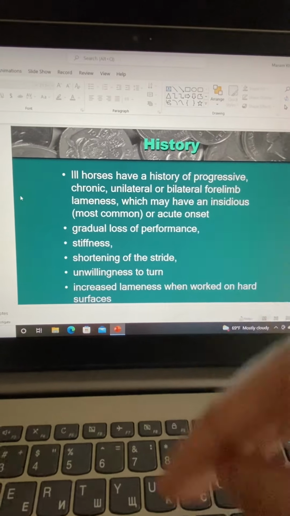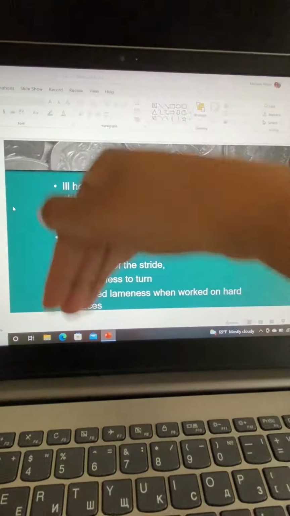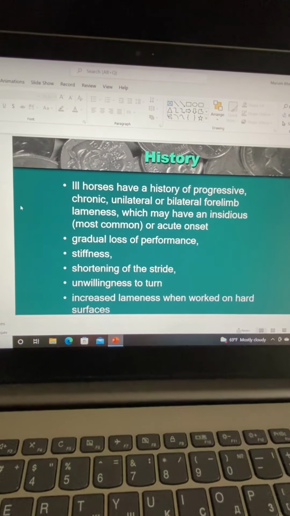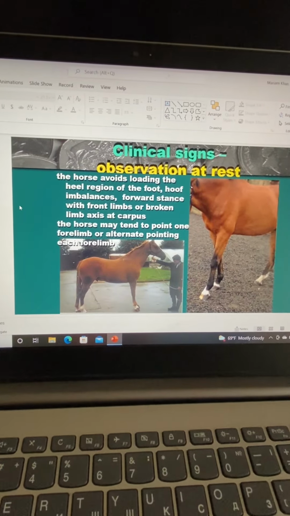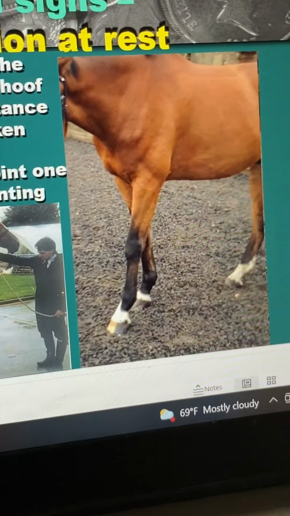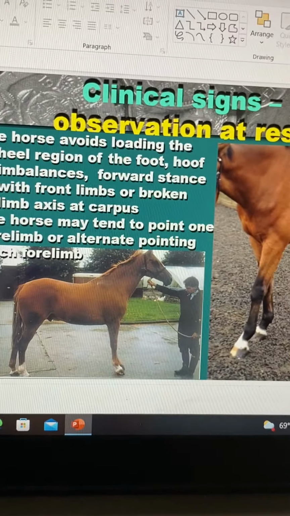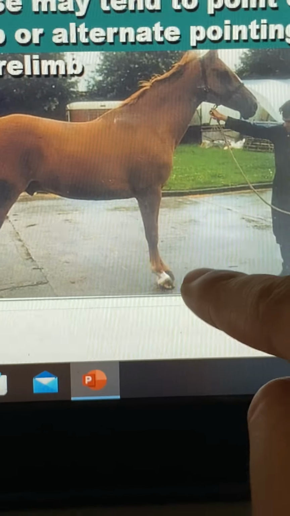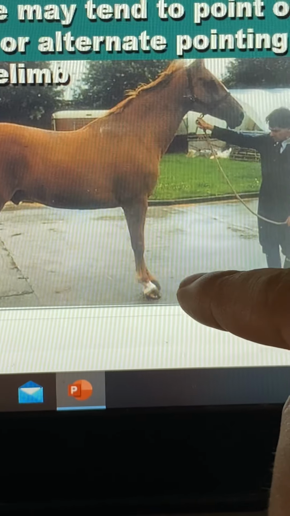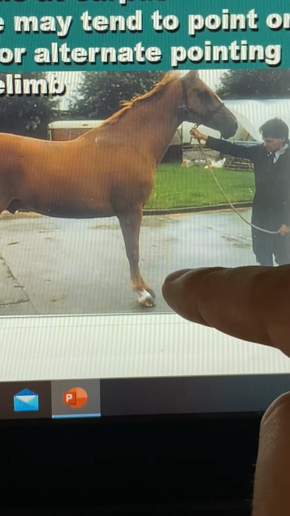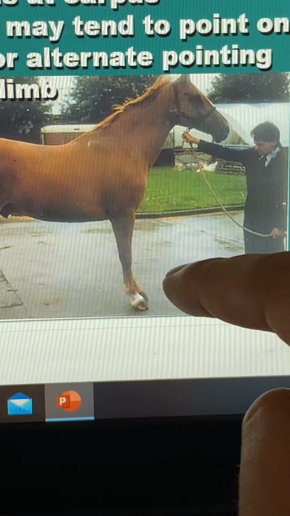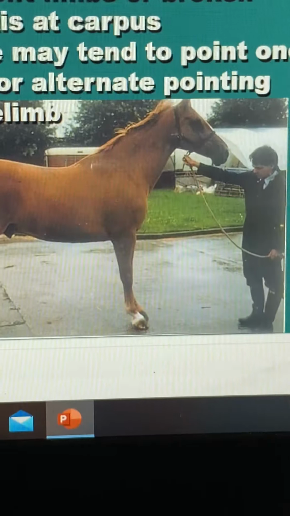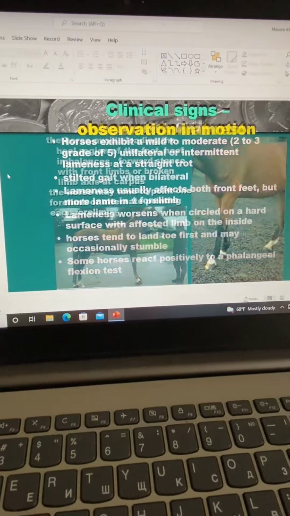They're quite stiff. They have shorter strides, which is the distance they cover with each step. They don't want to turn. And you might even see lameness on harder surfaces. We said harder surfaces aren't always good, so for example this is probably better, even though it's just poo. You can see here this horse is kind of tiptoeing. This is because the horse is avoiding loading the heel region of the foot. Where you get hoof imbalances and a forward stance with the front limbs, or a broken limb axis at the carpus, the horse may point one forelimb or alternate pointing each forelimb.